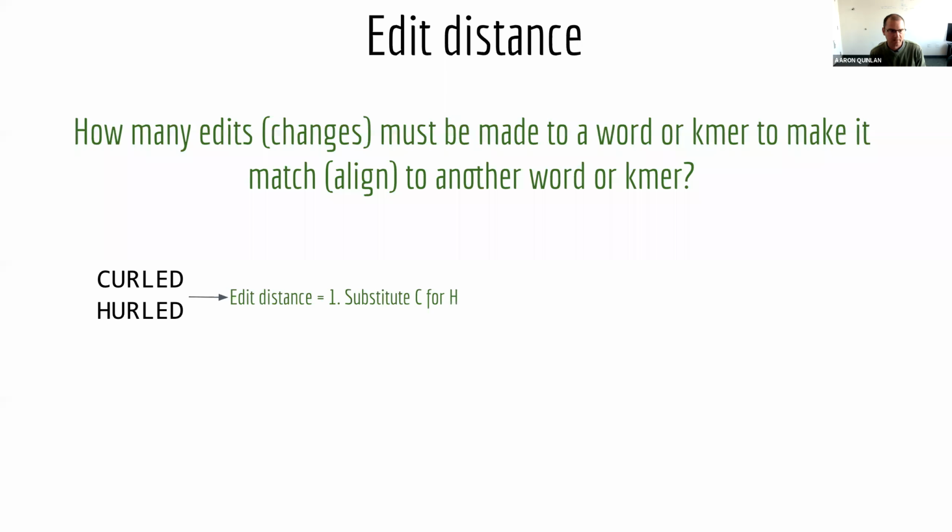So let's take an example. If you compare curled versus hurled, there's an edit distance of 1 between these, because you can either change the C to an H and they match, or the H to a C and they match. A slightly more complicated example is shot versus short. The edit distance is still 1, but the edit type is different. Now we would either delete the R from short to make it shot, or insert an R in shot to make it short.